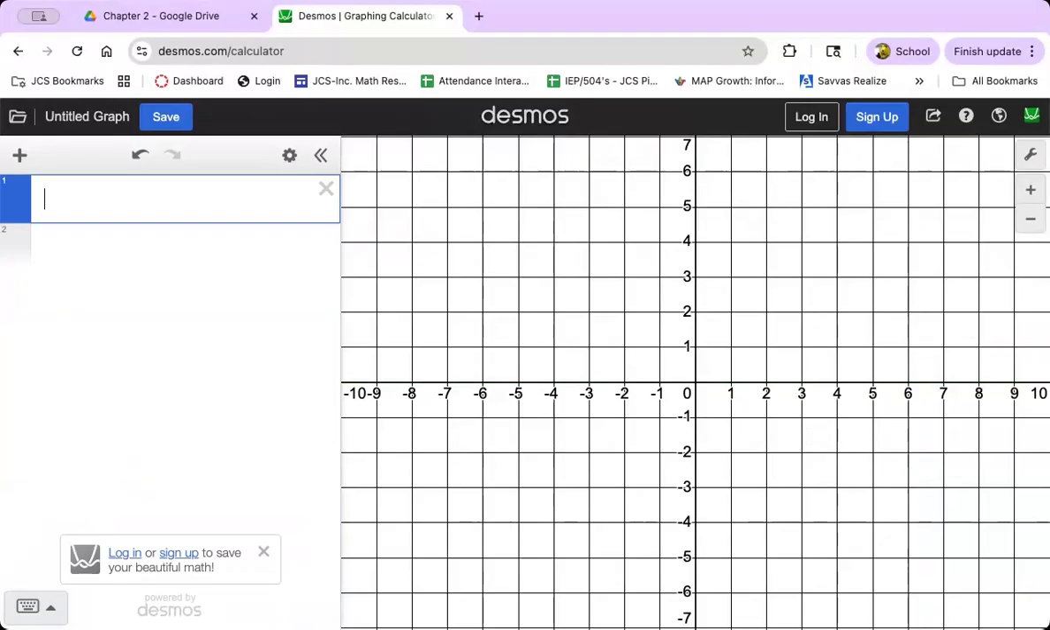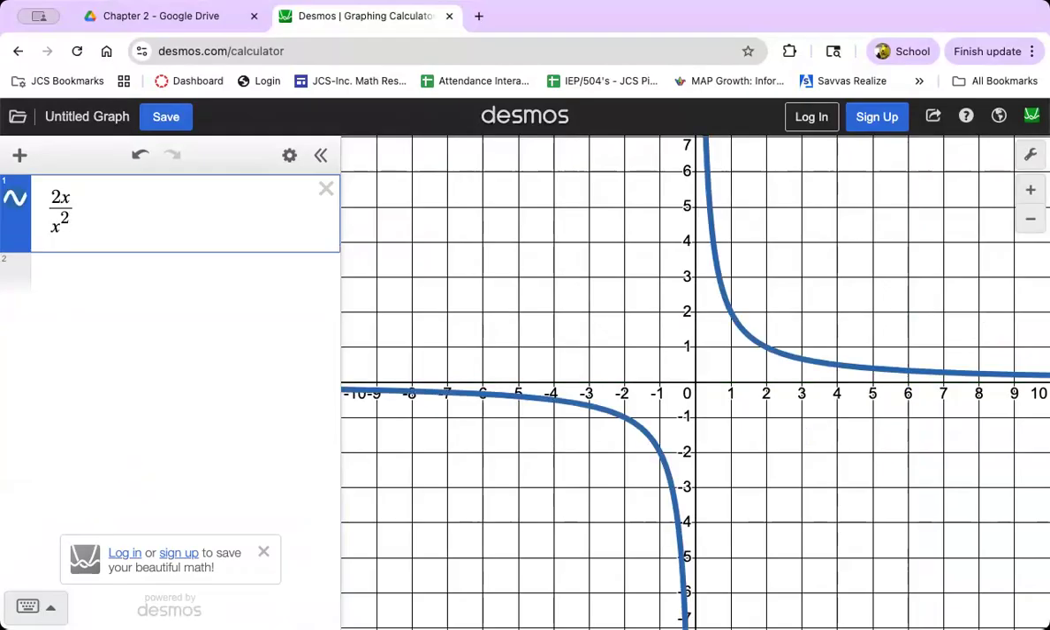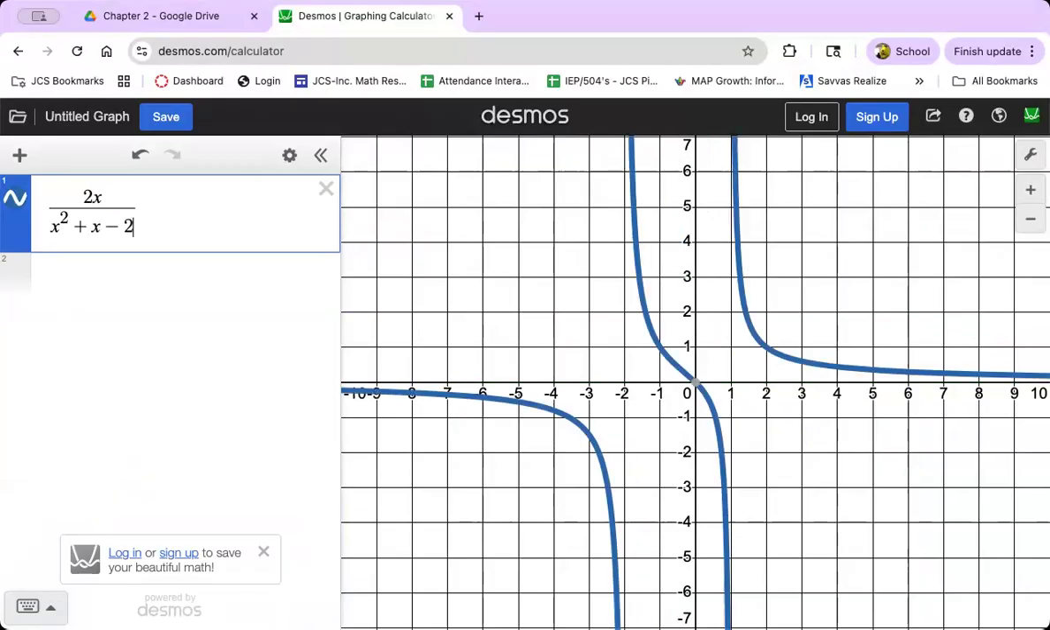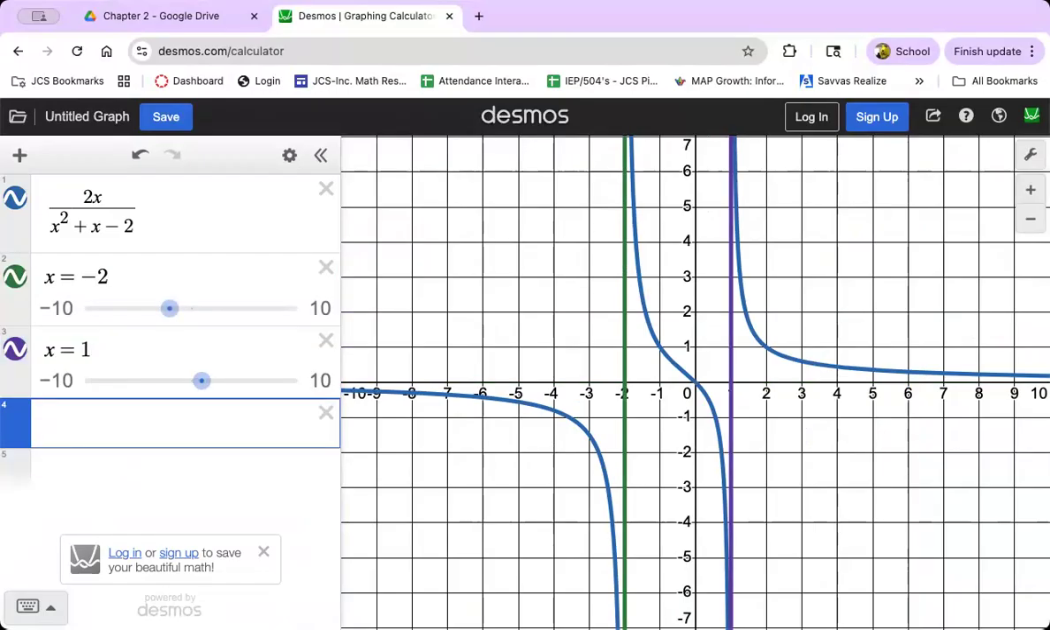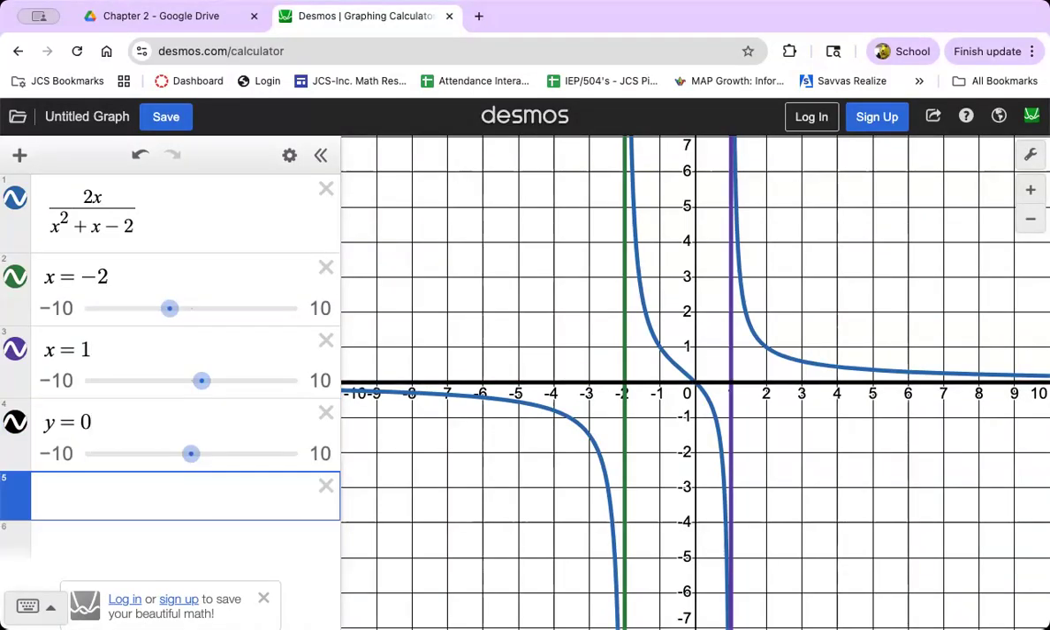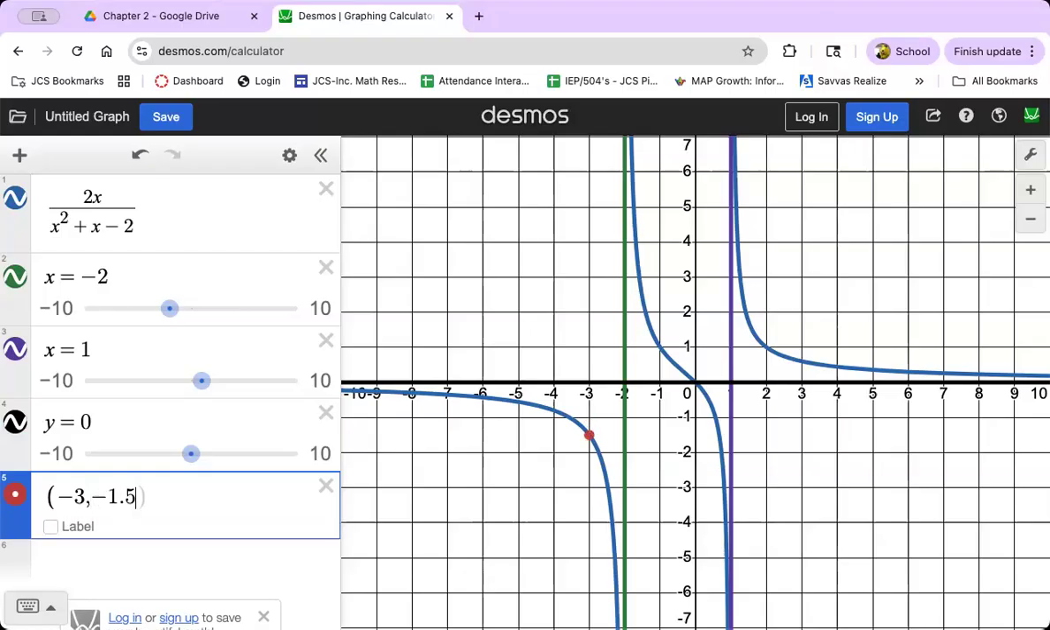So we have, oh, you're right. Well, I'm getting the wrong one. Yeah, 2x, x2 minus 2. We have our asymptotes at x equals -2, x equals 1. We have a horizontal asymptote, y is equal to 0. We have the following coordinates. Hold on, -3, comma, -1.5.